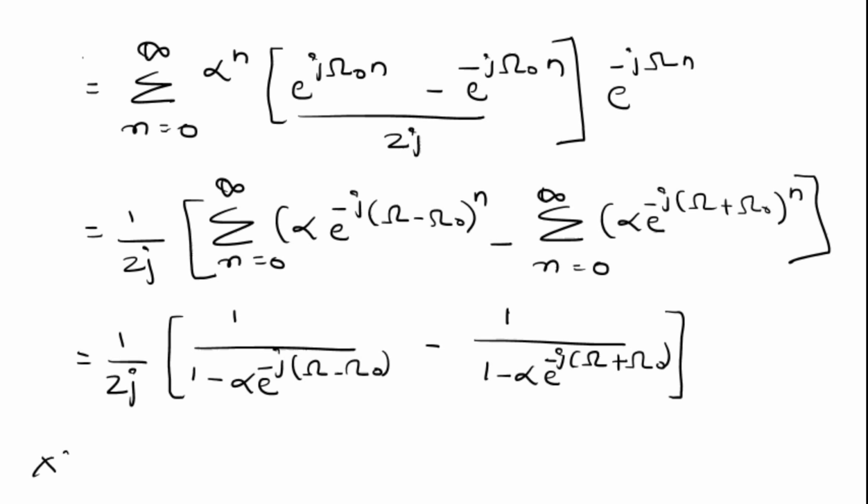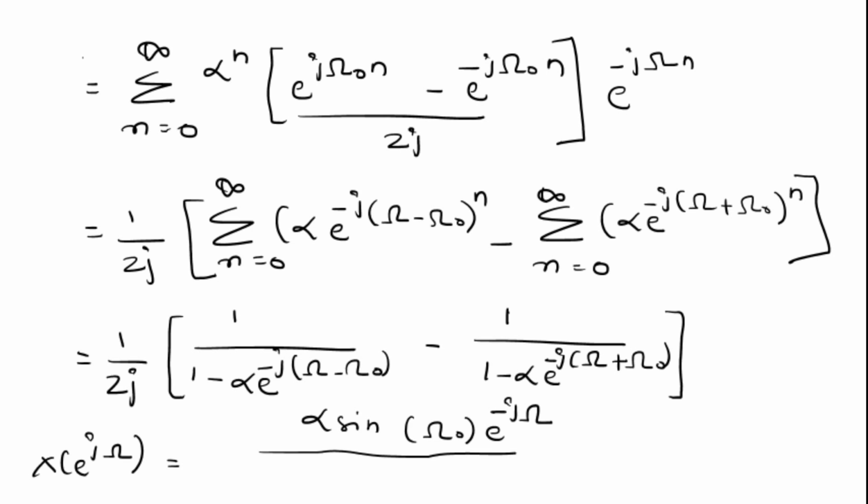Therefore, X of e power j omega is equal to alpha sin omega naught into e power minus j omega divided by 1 minus 2 alpha cos omega naught into e power minus j omega plus alpha square e power minus j2 omega.